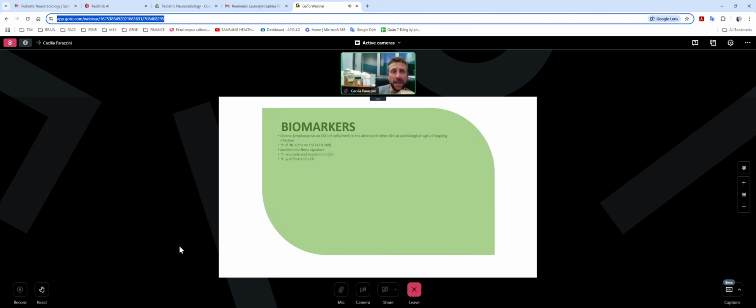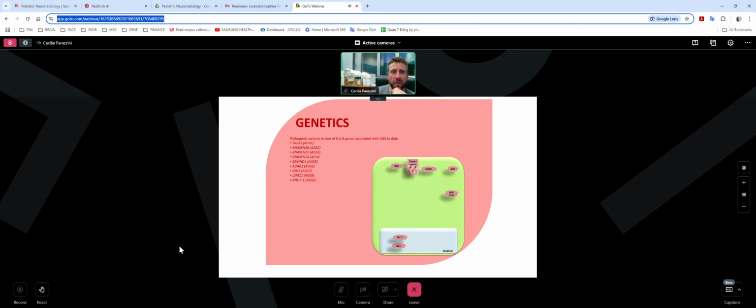From a biological perspective, we have some biomarkers that can help point to the diagnosis. So usually we find a chronic lymphocytosis in CSF. We have a high concentration of interferon alpha in CSF, and we can find a positive interferon signature. And of course, the genetic analysis will give the final confirmation if we find a variant in one of the 9 genes so far described as causative.